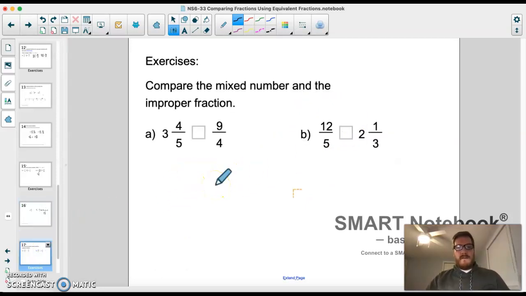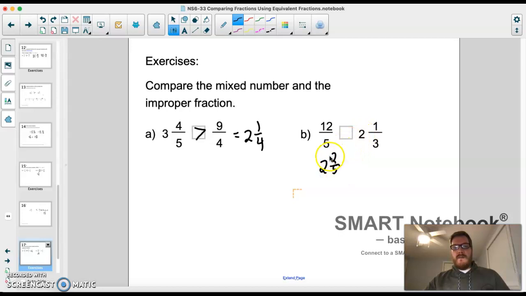Again, inequality symbols. We're going to compare the mixed number and the improper fraction. So for this one, 4 goes into 9 2 times with a quarter left over. Easy to see that this one's larger. For this one, 5 goes into 12 2 times with 2/5 left over.